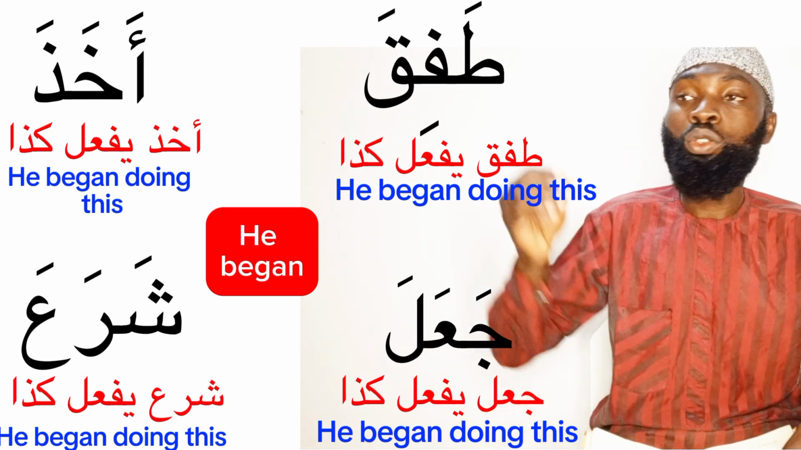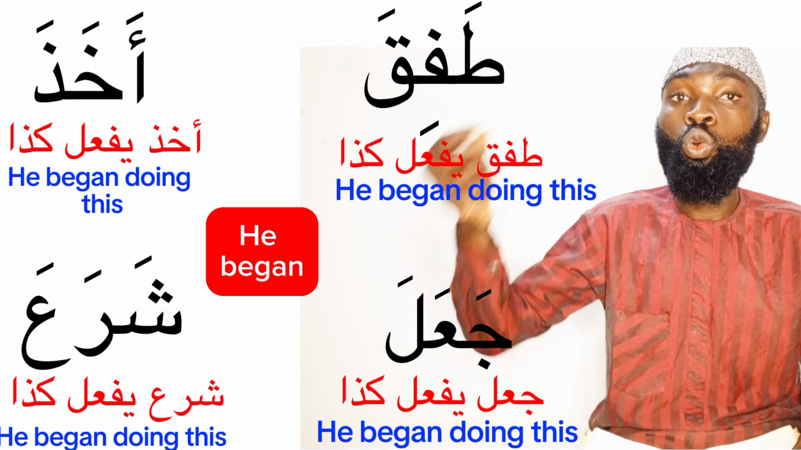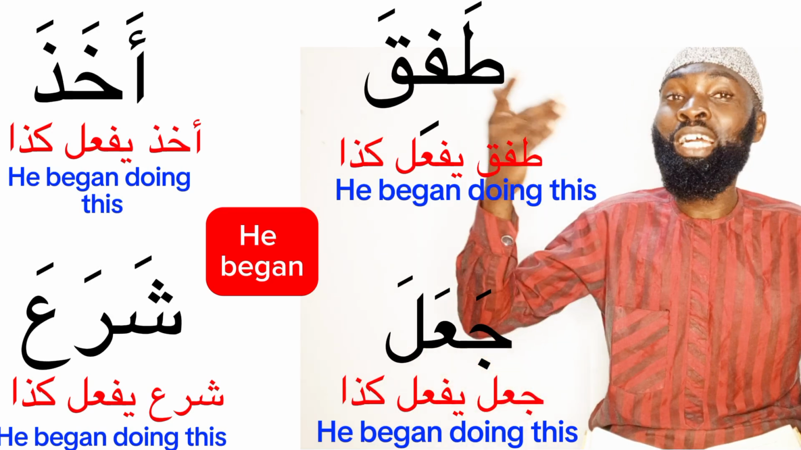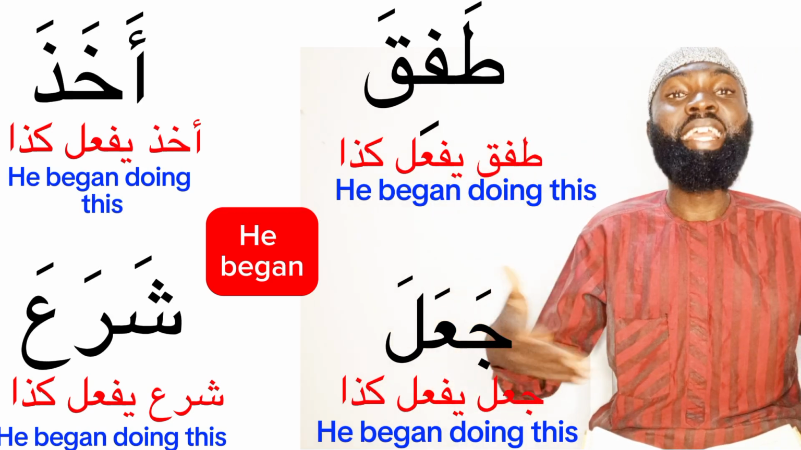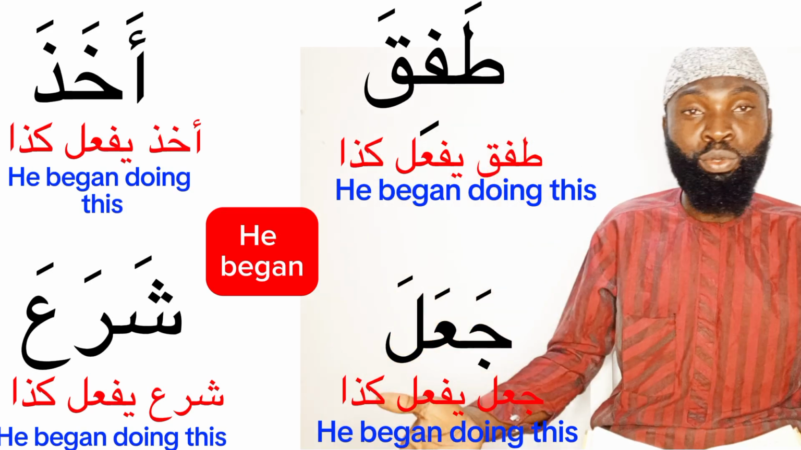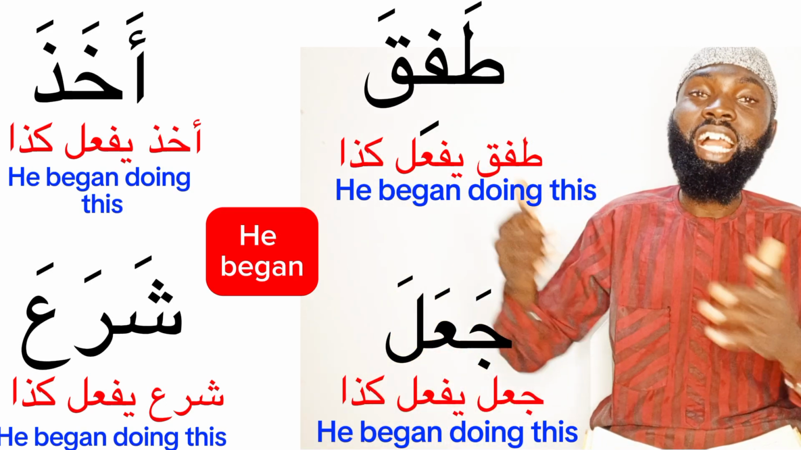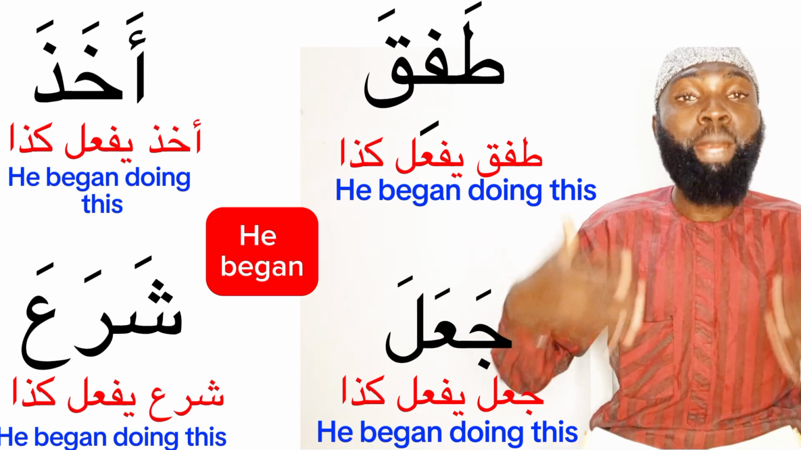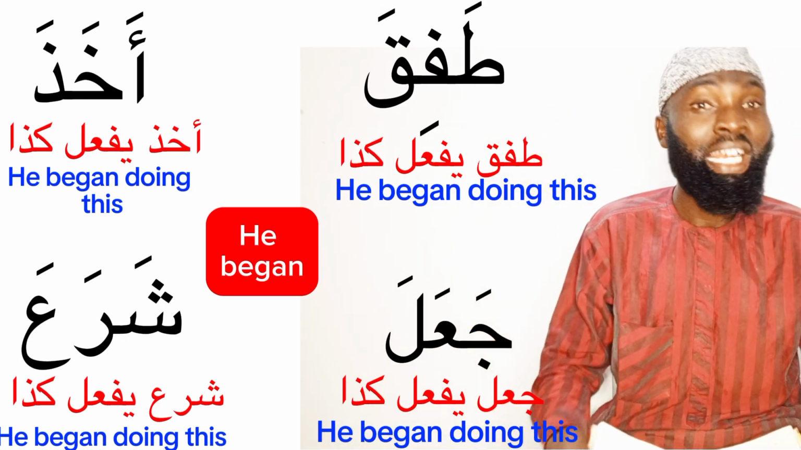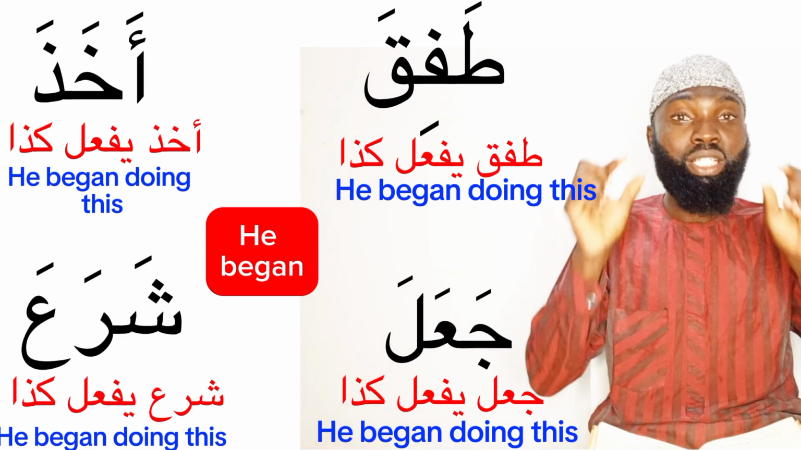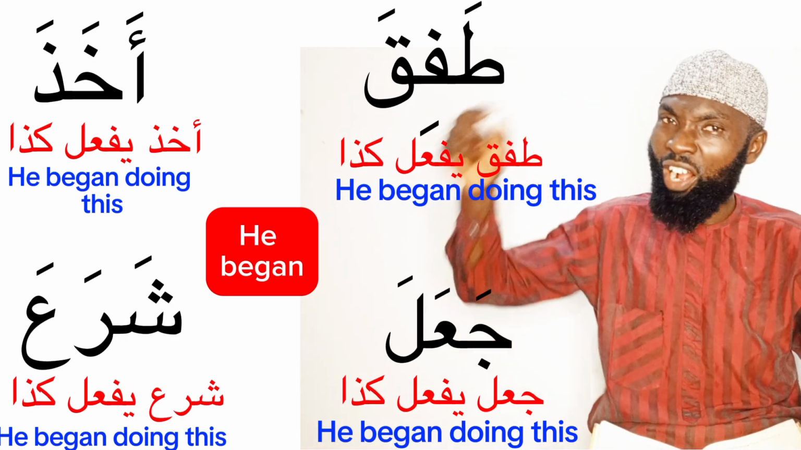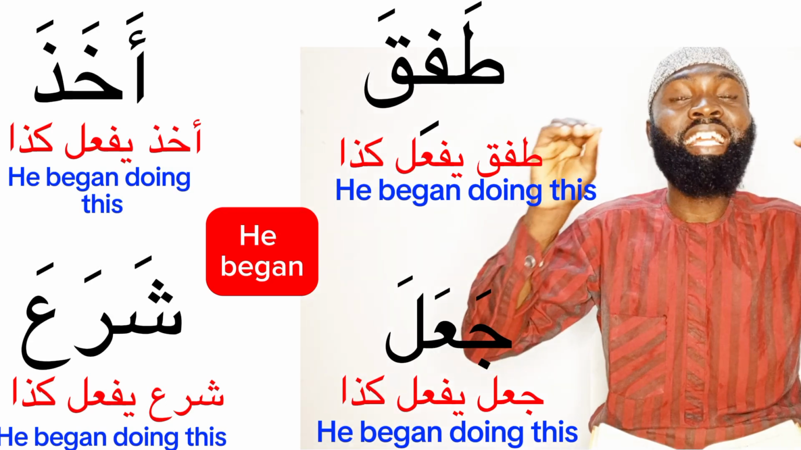I can say, وَطَفِقُوا يَتَحَرَّكُونَ. They began to move, meaning the students. وَجَعَلُوا يَتَحَرَّكُونَ. They began to move. وَأَخَذُوا يَتَحَرَّكُونَ. Or وَشَرَعُوا يَتَحَرَّكُونَ. Meaning وَبَدَأُوا. They began to do something. So whenever you want to speak the Arabic language and you have it in mind that you want to use the word tafiqa, you can as well use the word shara'a, the word akhadha, and the word ja'ala.